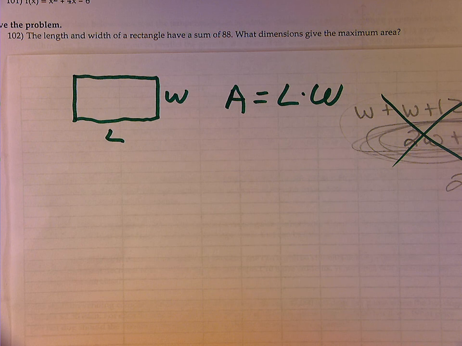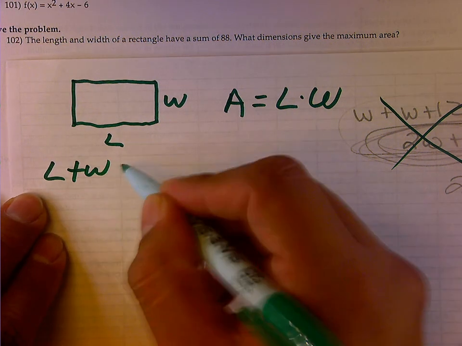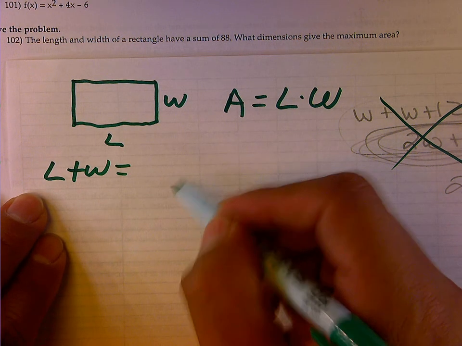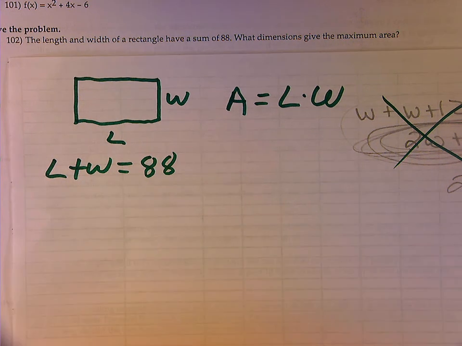The most common way to get rid of a variable is with a substitution using another formula. So I'm going to need more information. So what do we know about the length and width? That they have a sum, not a perimeter, but a sum of 88, which means to sum, take one and add the other, you get 88. I can use this formula to do a substitution.